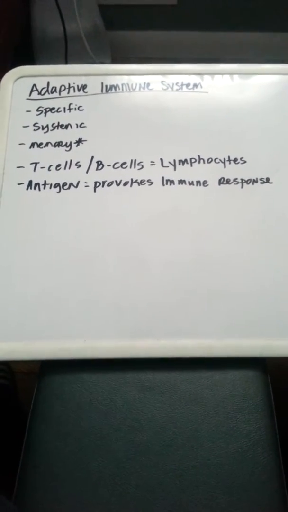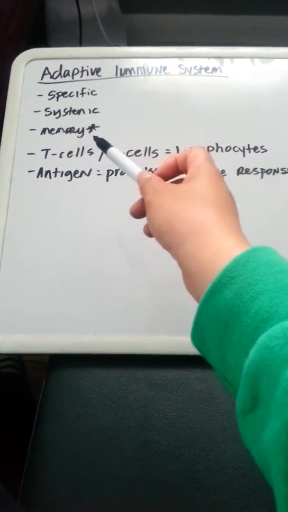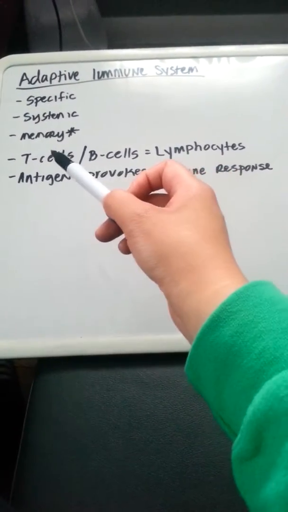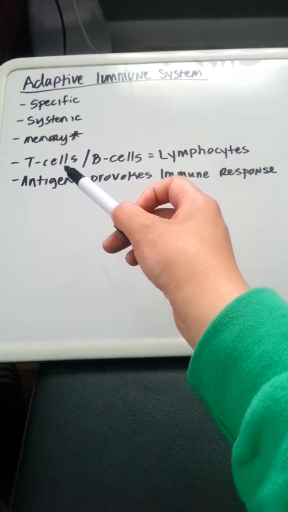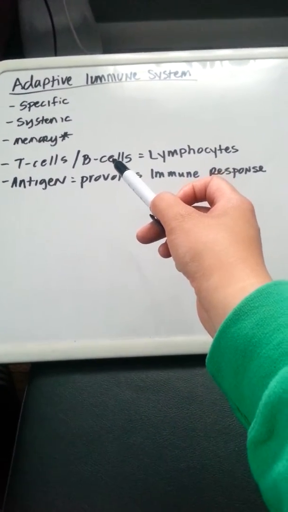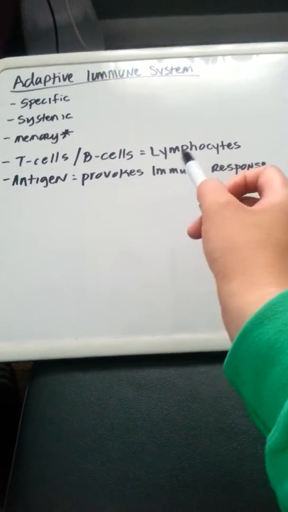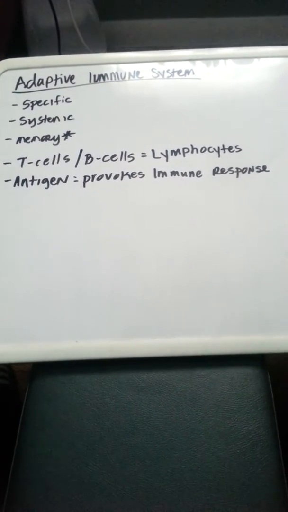So the adaptive immune system is specific, systemic, and has memory, which is basically what you really need to remember. T cells and B cells, which are cellular immunity, cell mediated, and humoral immunity, antibody mediated, are both lymphocytes. An antigen is anything that provokes the immune response.